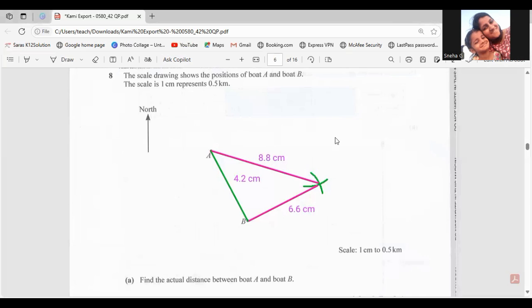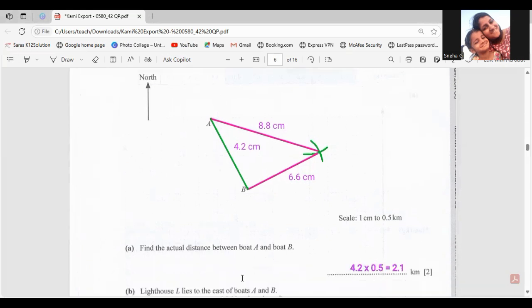Question number 8 in this question paper. The scale drawing shows the positions of both A and B. So this is boat A, this is boat B. I have connected these two dots with a green color line. The scale represents 1 centimeter is equal to 0.5 kilometers. Find the actual distance between boat A and boat B.